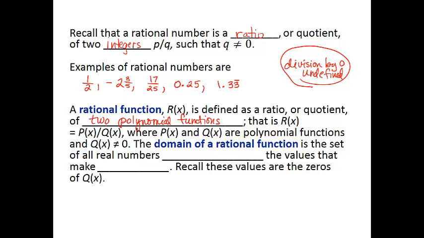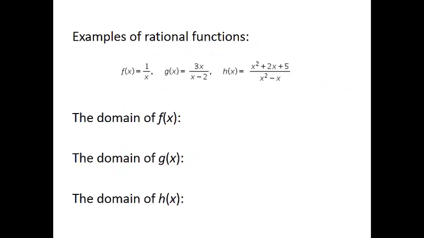The domain of a rational function is the set of all real numbers excluding the values that make q of x equal to 0. And recall, these values are called the zeros of that function q of x. Some rational functions are f of x equals 1 divided by x, g of x equals 3x divided by x minus 2, h of x equals x squared plus 2x plus 5 divided by x squared minus x.